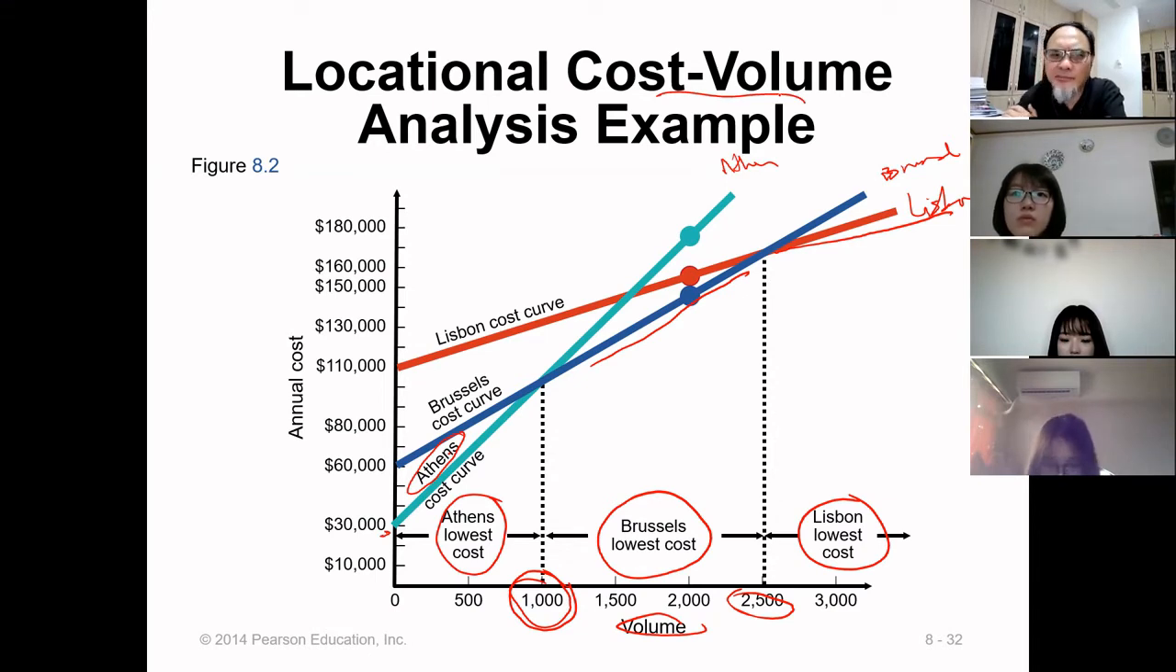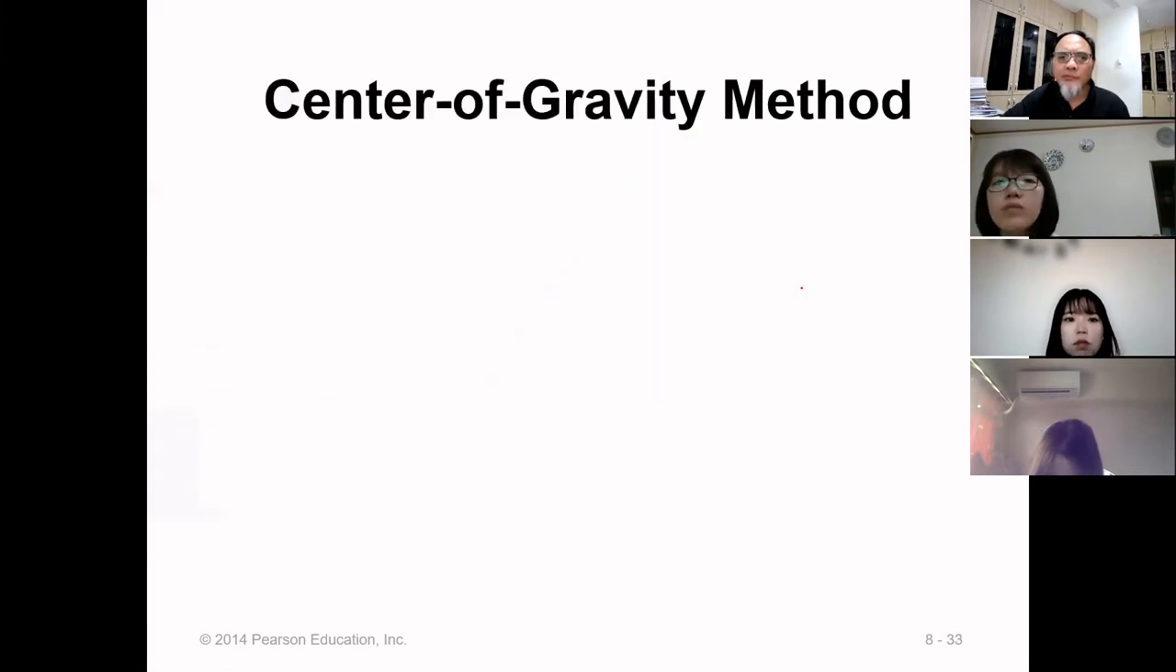Okay, so this is locational cost volume, or locational break-even. Basically, it's the same thing as the break-even analysis that we did last week. If you remember last week, of course there is a revenue line and cost line, but it's the same concept. 3 locations, and you can determine the cheapest annual cost. Right? Any questions? Clear, right? This is very simple, straightforward.